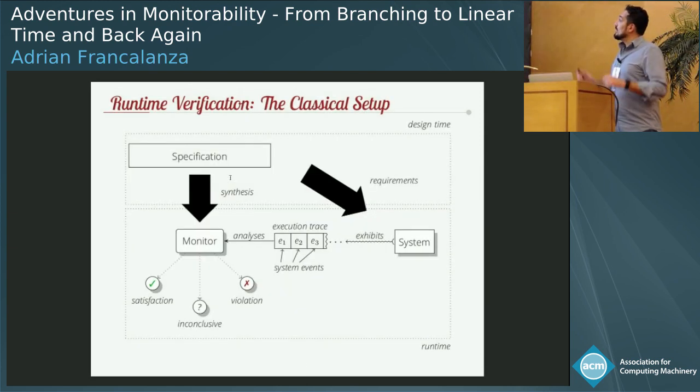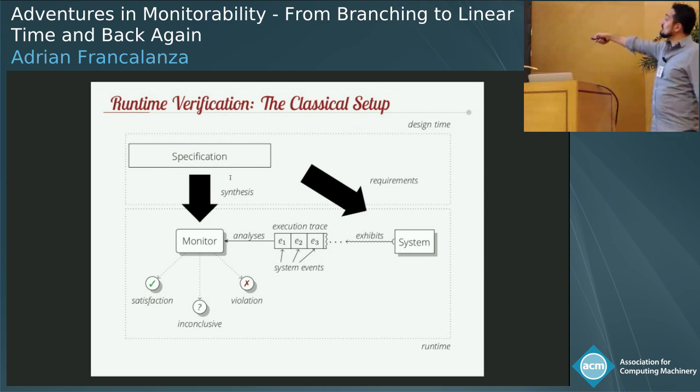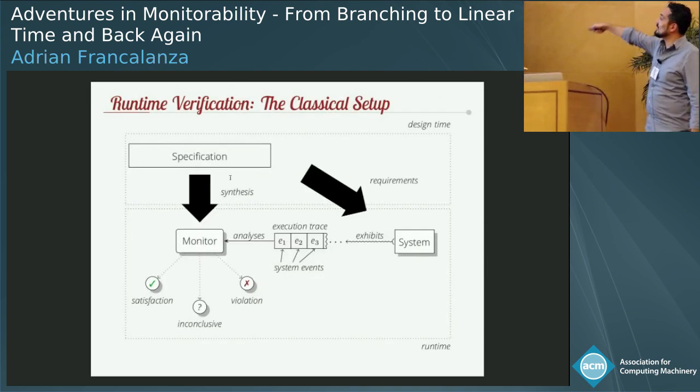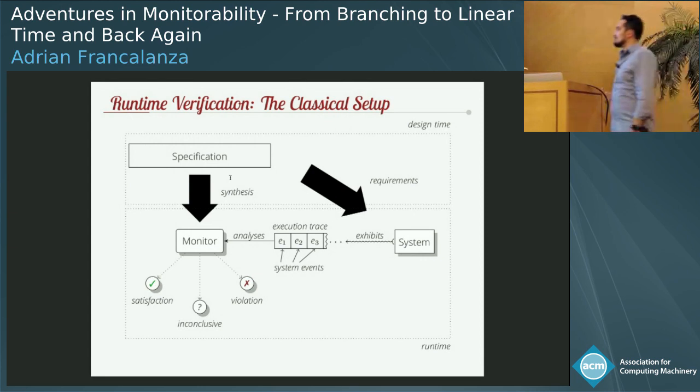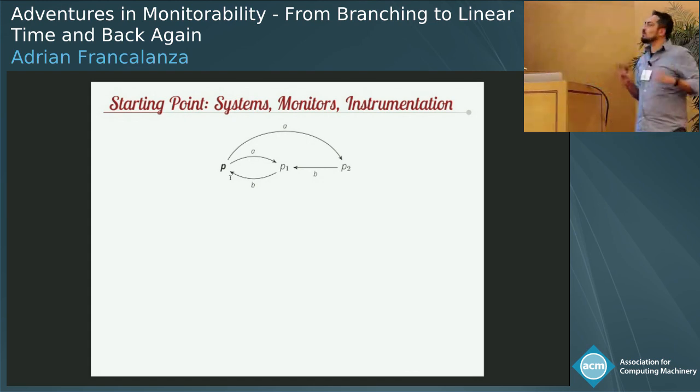Okay, so let me give you an overview of what currently exists within this framework, and then I'll tell you what we did in the paper. I will start by trying to give you a general idea of what happens down here: systems, monitors, and instrumented executions. In RV, you have very little control over the system. So in this framework, we're going to describe the system as a general LTS. It's very abstract.